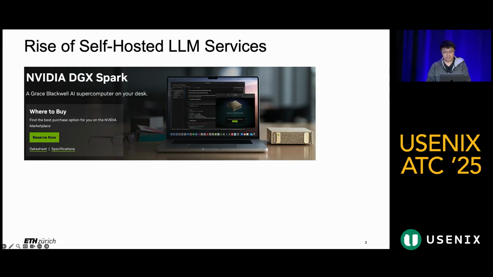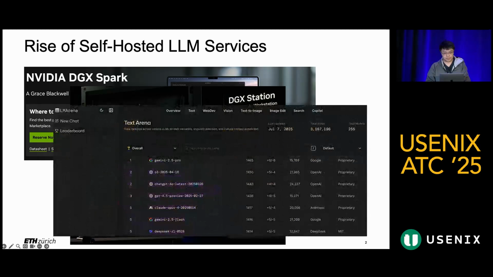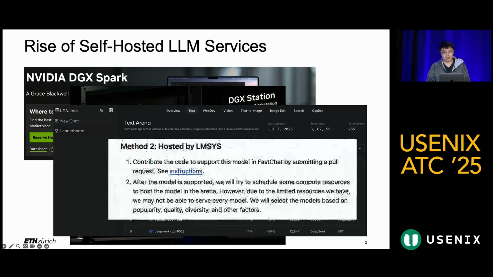With AI PCs like a DGX Spark, users can run LLMs with up to 200 billion parameters locally. With an AI workstation like a DGX Station, multiple team members can fine-tune and run IP-specific models on demand. Small and medium-sized organizations use on-premises servers and cloud servers to host LLMs for their users. This is the famous Chatbot Arena and the team behind it.